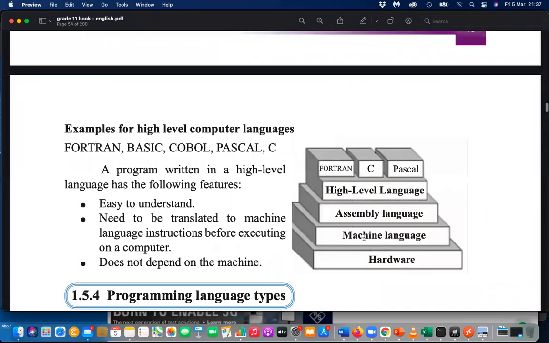First level is hardware, that is machine language. Second level is assembly language, and then you have high level languages.